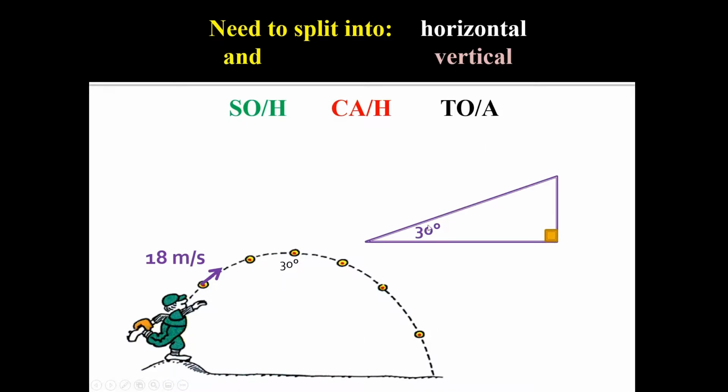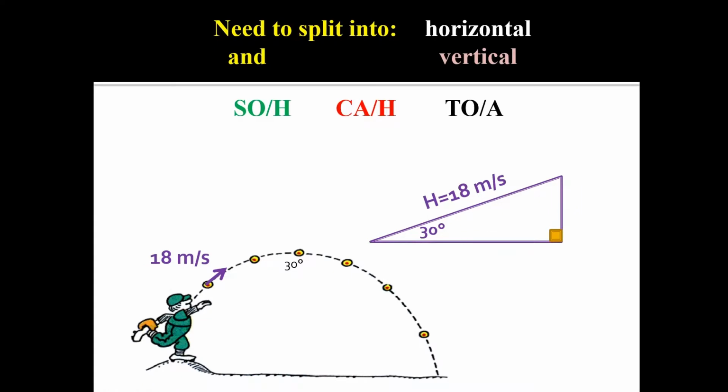To solve, we want to draw a right triangle. Now, which side is the 18? The velocity will always be the hypotenuse, which is the longest side of the triangle, or my preference is to say the hypotenuse is the side of the triangle that is opposite of the right angle. It's always opposite of the right angle. In this case, the hypotenuse is 18 meters per second.